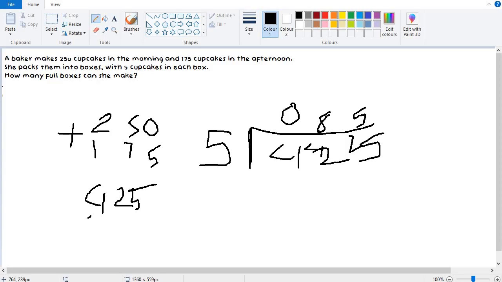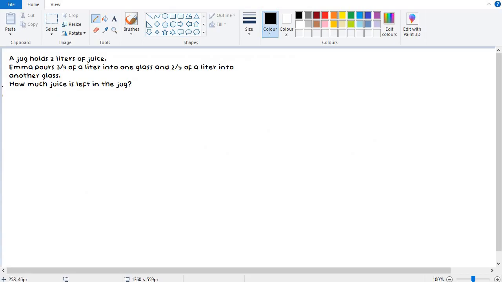We're just going to do a few more. A jug holds 2 liters of juice. Emma pours 3/4 of a liter into one glass and 2/5 of a liter into another glass. How much juice is left in the jug?